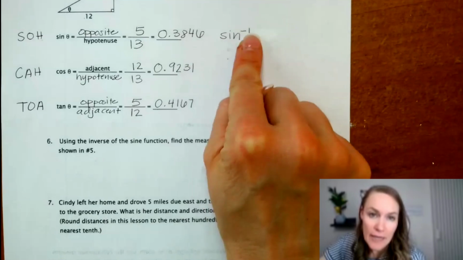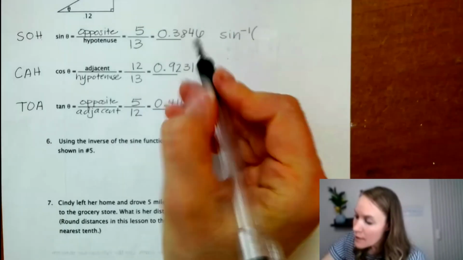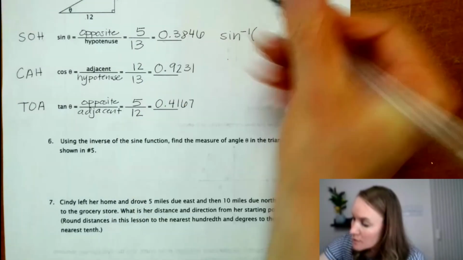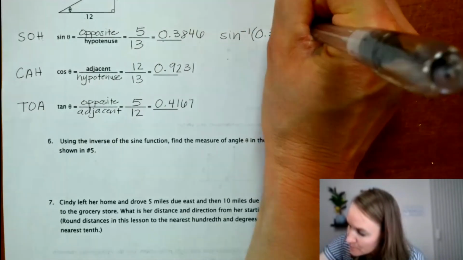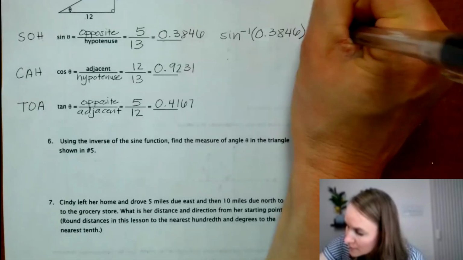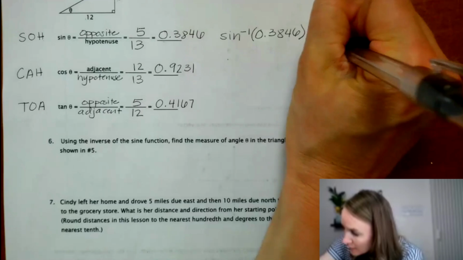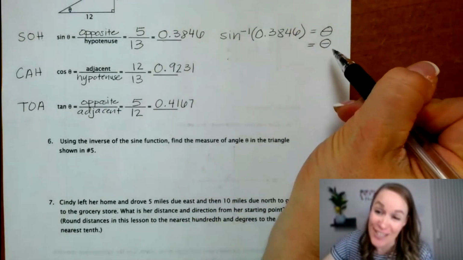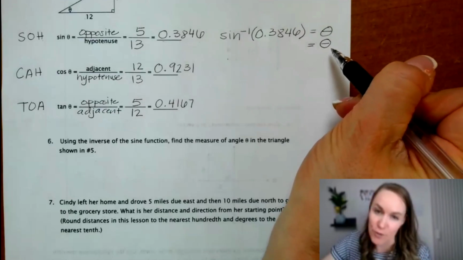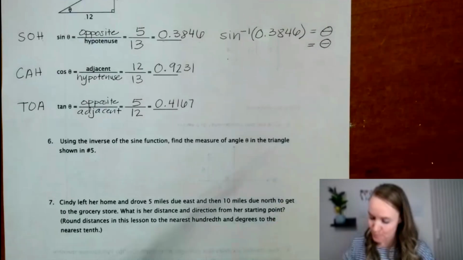so the inverse sine of this number, 0.3846 equals theta. So that's how we write it algebraically. And we're going to say theta equals, so you write theta, which is a Greek letter, and it's mostly used for angles. So you write it by drawing a circle and putting a line through it. Okay.